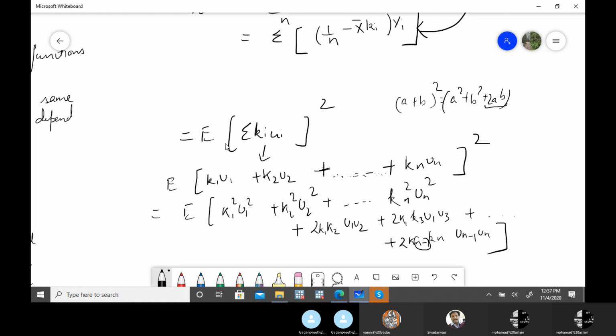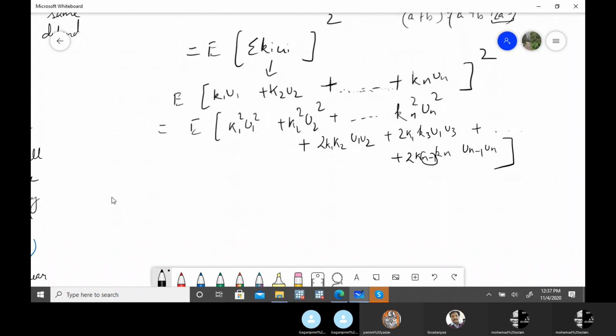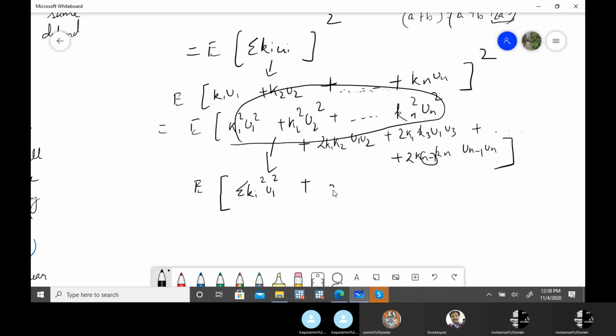So if we open this expectation for this particular term, first let me write this term as summation ki square ui square, for all these terms, plus 2 summation i equal to 1 till n minus 1 and summation j equal to i plus 1 till n of ki kj ui uj. Just try to understand the process. It's not that you have to cram it.